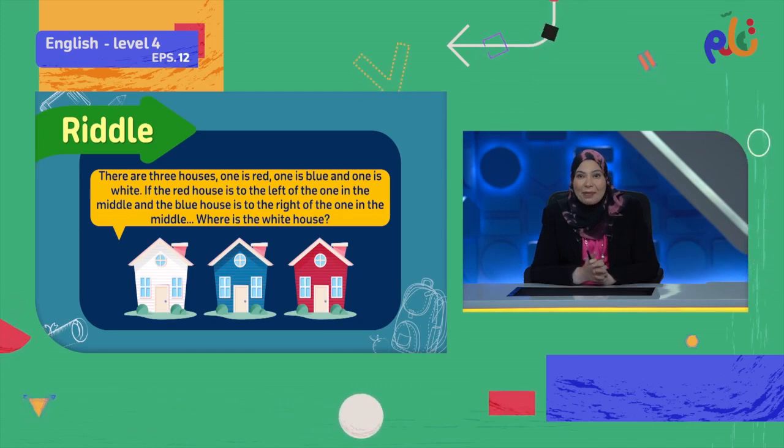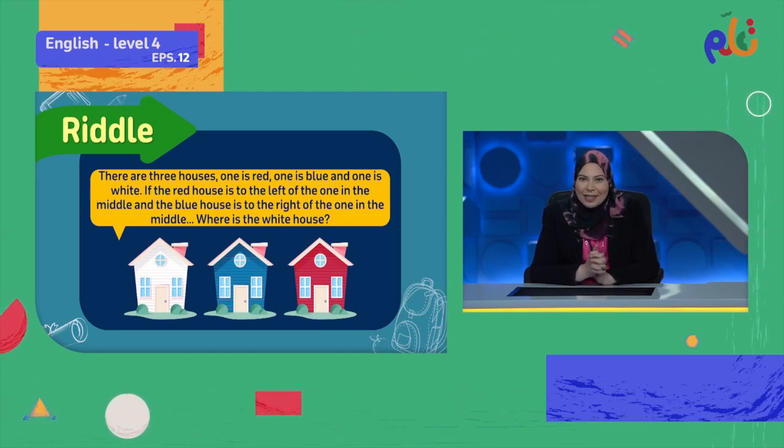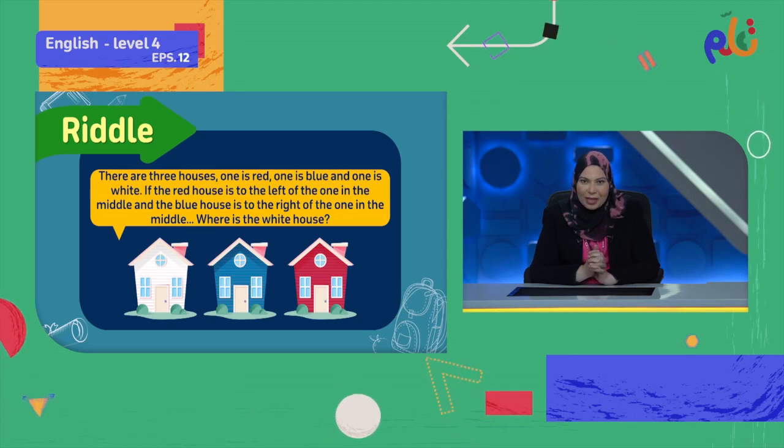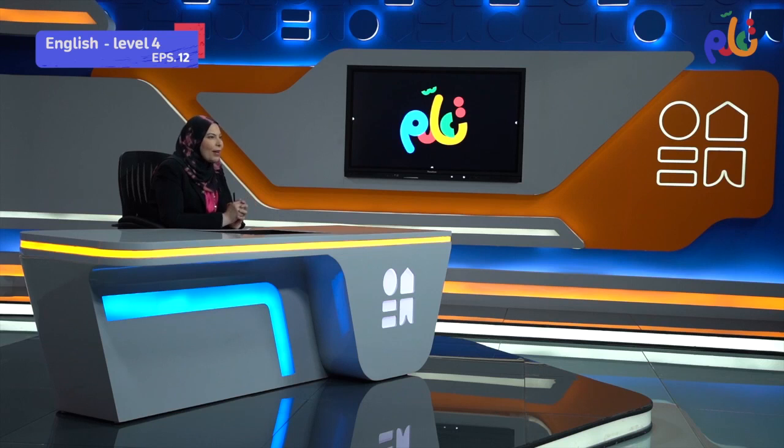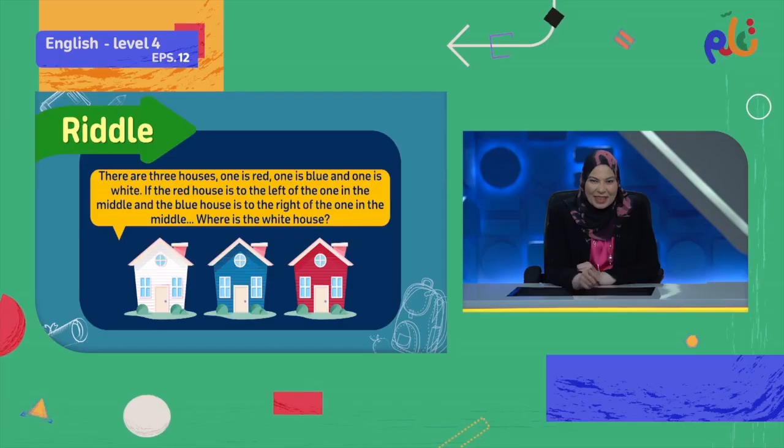Okay, this is a simple riddle, and again, the answer is connected to the words. Look at the words and concentrate on them. Think about them deeply. You will find the answer in there. Where is the White House?